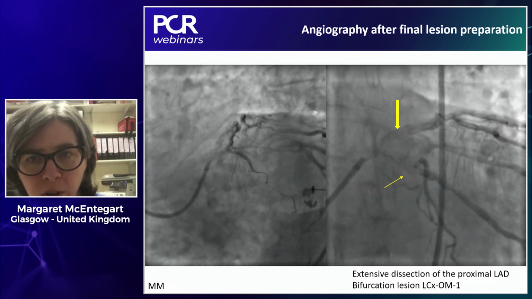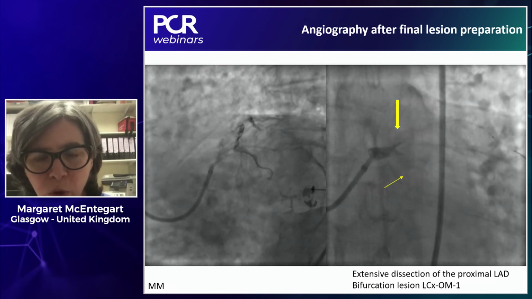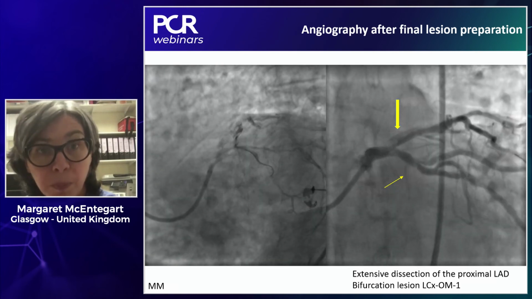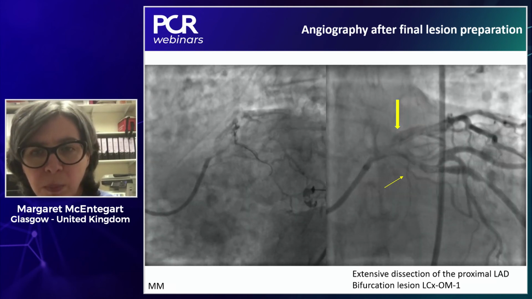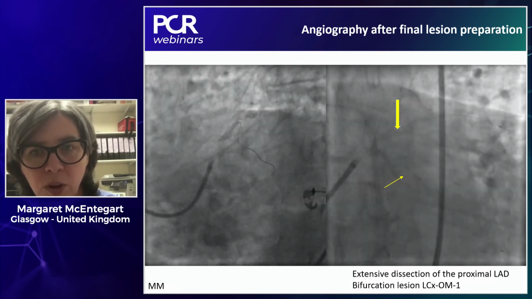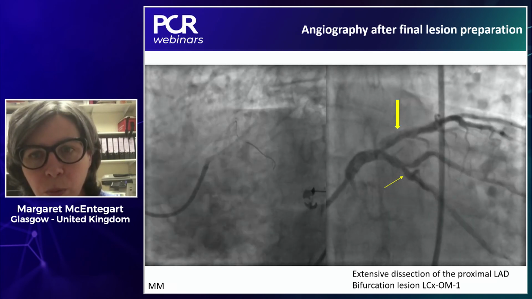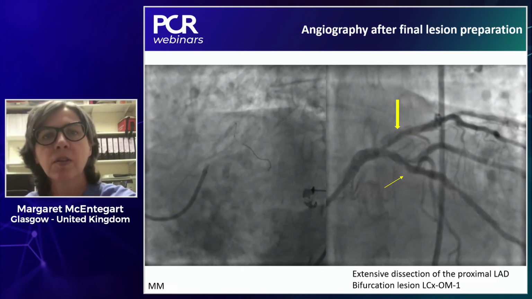One important point to make here is, in this scenario where we know there's a lot of calcium and we've got extensive dissection, not to be too aggressive as we proceed towards the end of the case. As we implant the stents and post-dilate, we should do that with some caution, because there is a risk, particularly at the junction of the left main and the LAD, that you could cause a problem and potentially rupture or perforate the vessel in that location if you're too aggressive.